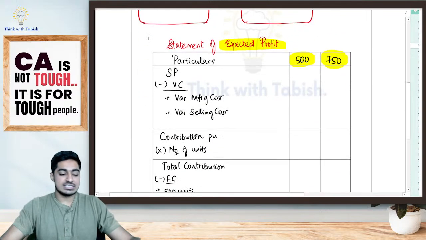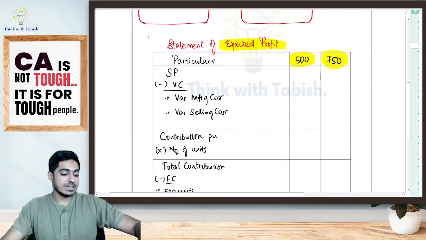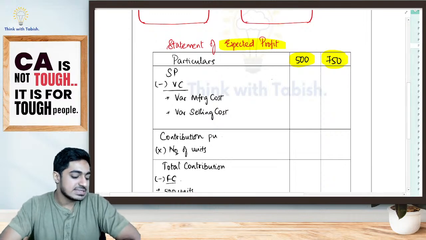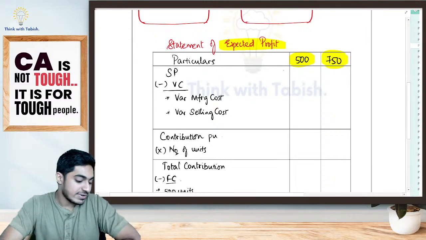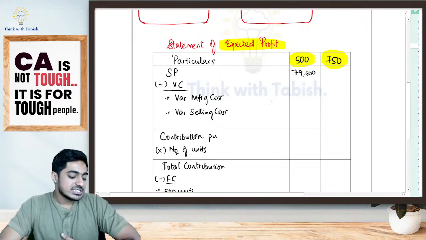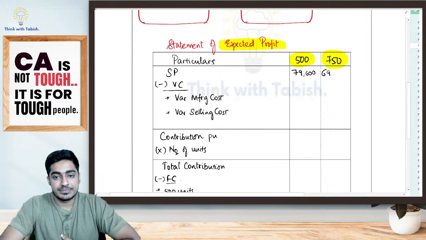Yes. What is the selling price, students? If I am selling 500 units, let us calculate all the data per unit. Yes, what is the selling price? Selling price is going to be 79,600. Yes, if I am selling 750 units, what is the selling price? It is going to be 69,600.